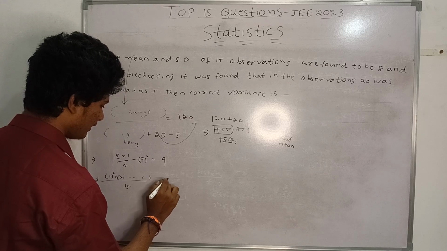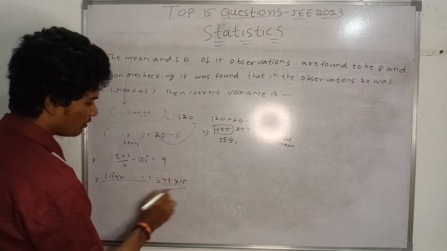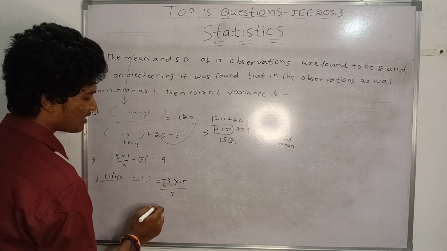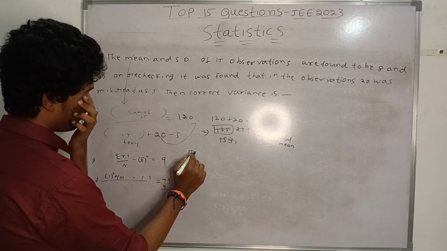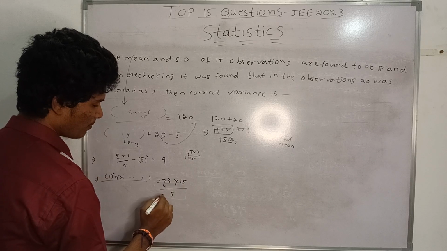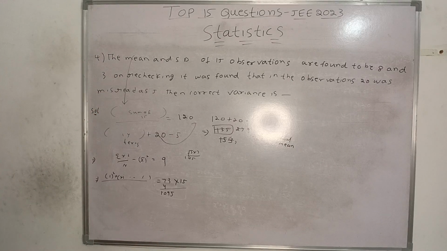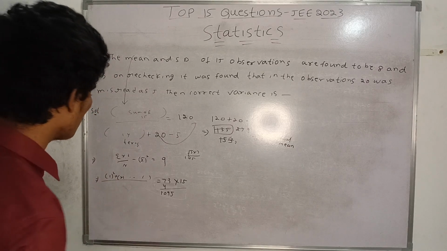So here it is 73, and 15 into 73 I can do here. 5 threes is 15, plus 3... 15 sevens is 105, plus 4, that is 109. So basically we got 1095.